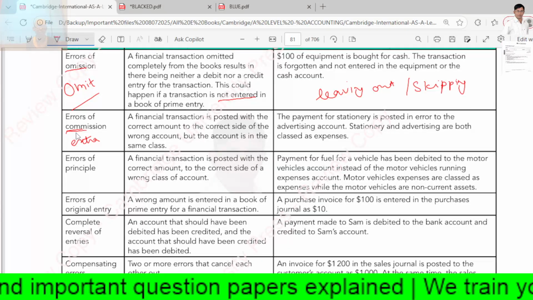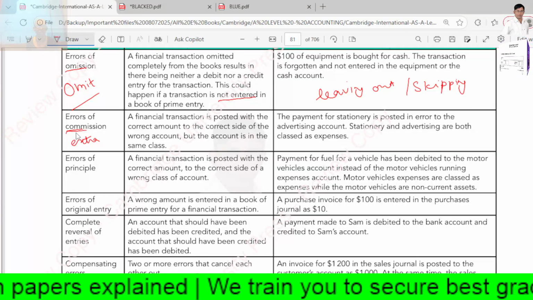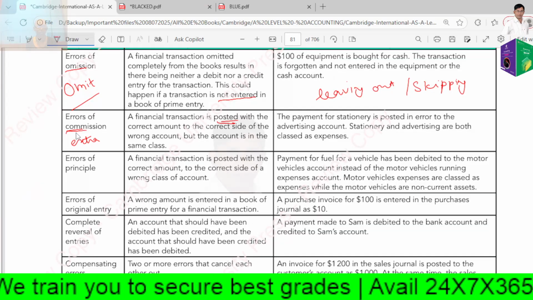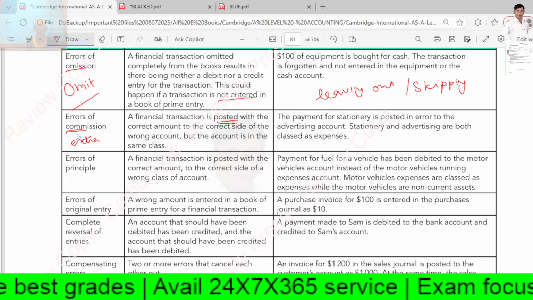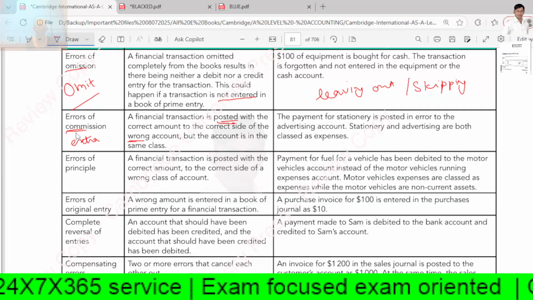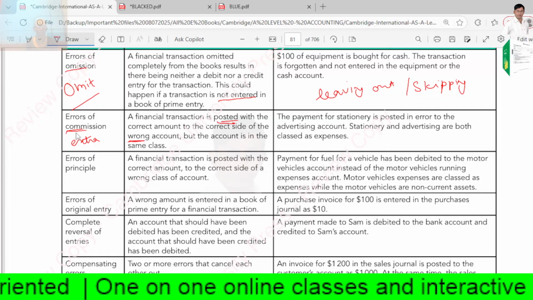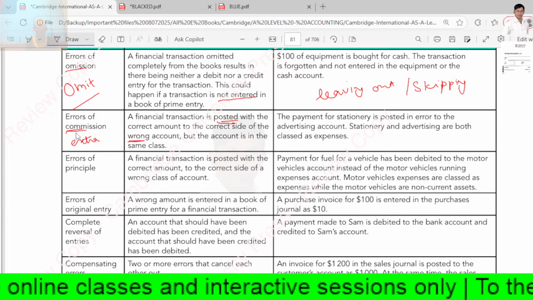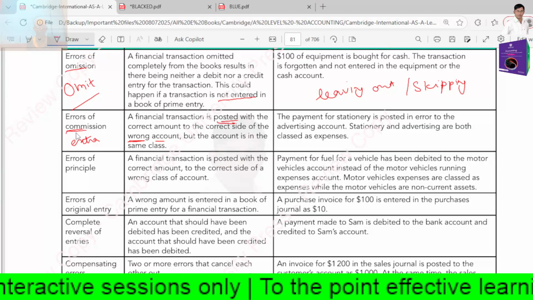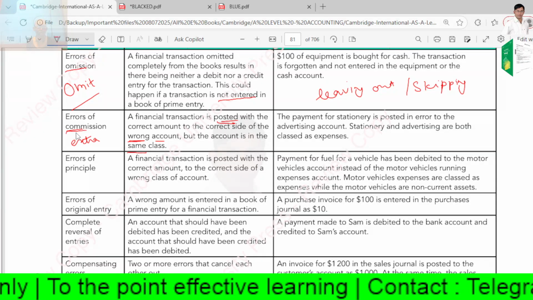A financial transaction is posted with the correct amount to the correct side of the wrong account. So what you have done is you have posted it to the correct side of the wrong account. The account is wrong, but the account is in the same class.